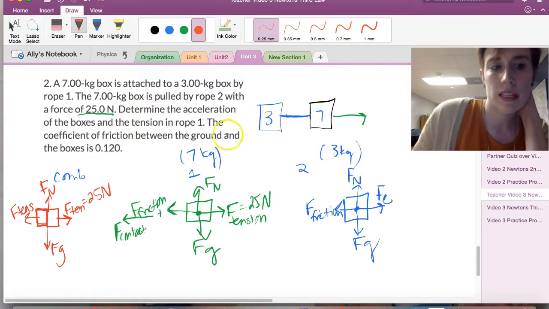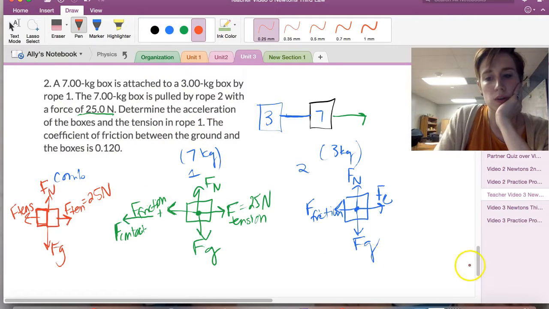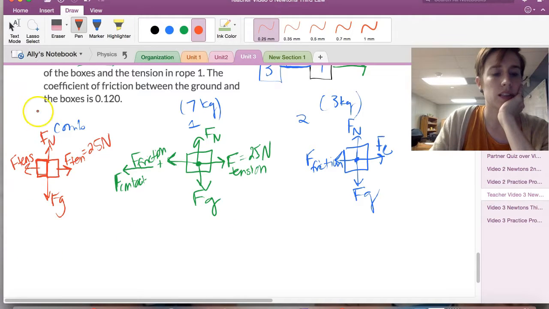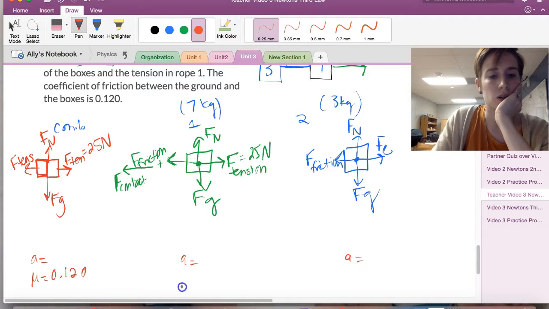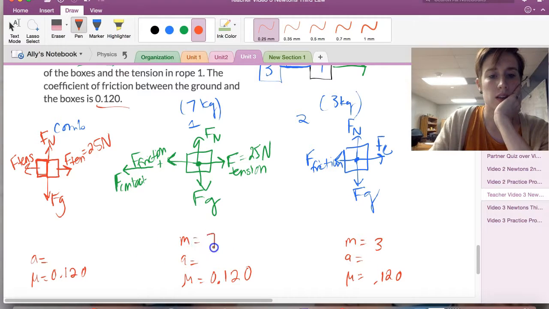Okay, it says determine the acceleration of the boxes. If you want to find the acceleration of the boxes, find the acceleration in the combined picture versus the individual ones. It's a little bit easier. And then you know the acceleration for the combined boxes is going to equal the acceleration of each individual box. Okay. Coefficient of friction is the same for all objects, because it lists it for us right here. And then their masses are different. This one's 3. This mass is 7. And this mass is 10 because I have to add them together.